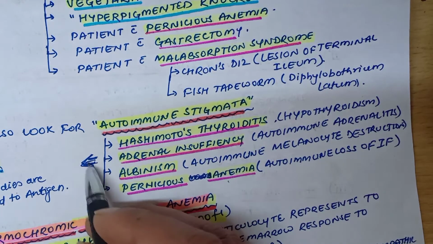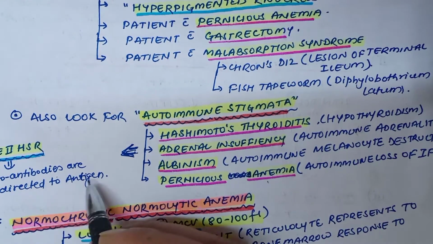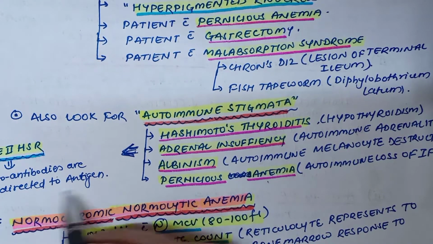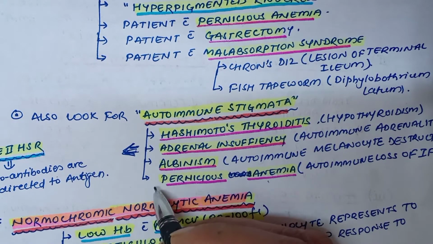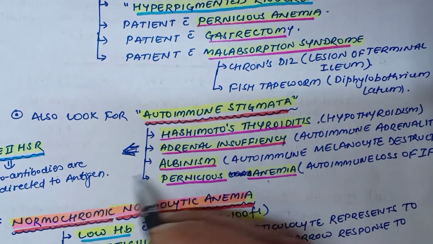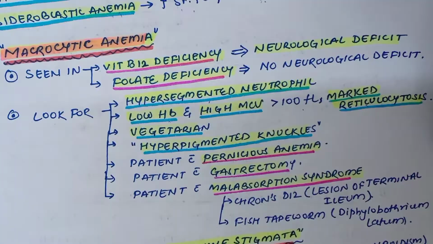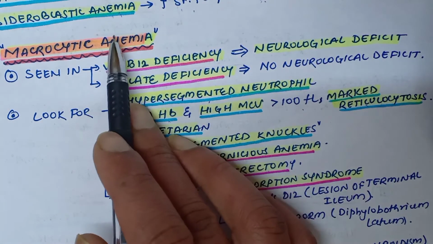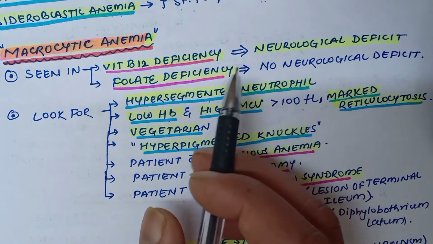In these cases, there will be autoantibodies that are directed towards antigen. These are type 2 hypersensitive reaction. So in macrocytic anemia, you have to see if there is any type 2 hypersensitive reaction.